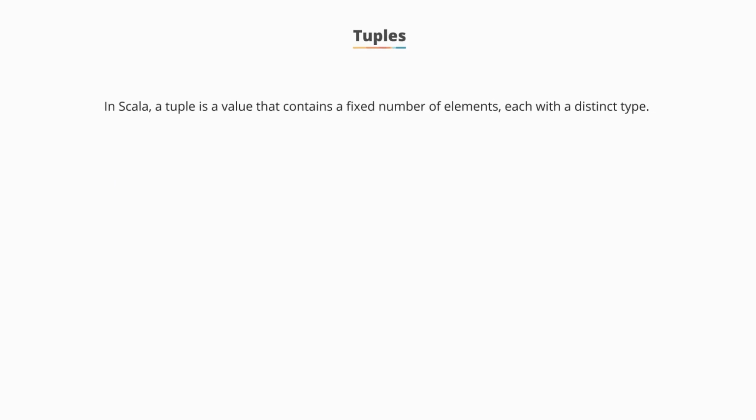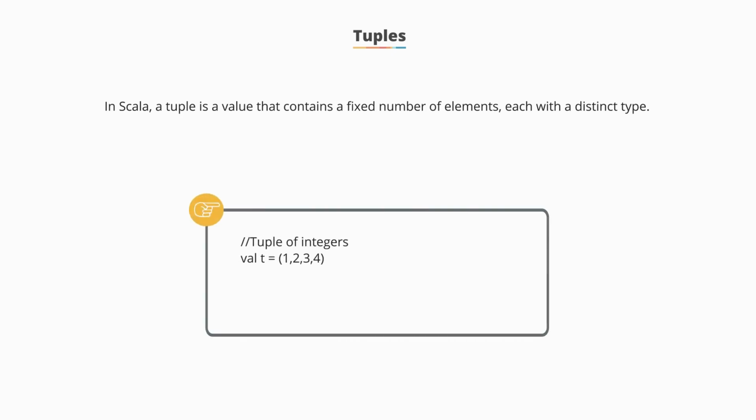Tuples. In Scala, a tuple is a value that contains a fixed number of elements, each with a distinct type. Tuples are immutable. Tuples are also especially handy for returning multiple values from a method. Tuples are also used for accessing the elements and pattern matching.